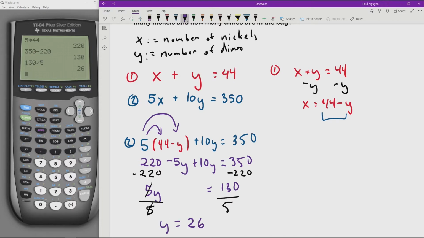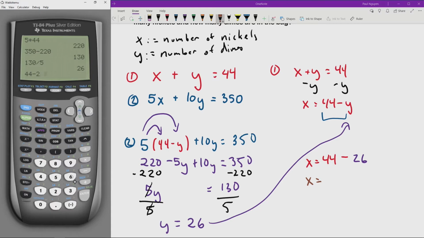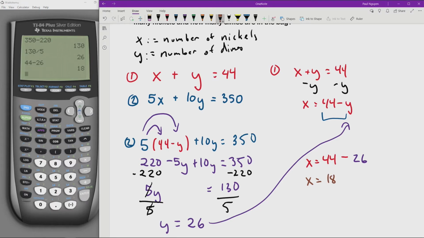Once I've solved for one of the variables, stick it into the equation where I've solved for the other variable to find out what that value is. x equals 44 minus y. I now know that y is 26. So that gives me that x equals 44 minus 26, 18. So my solution is going to be x equals 18 and y equals 26. I have 18 nickels and 26 dimes.